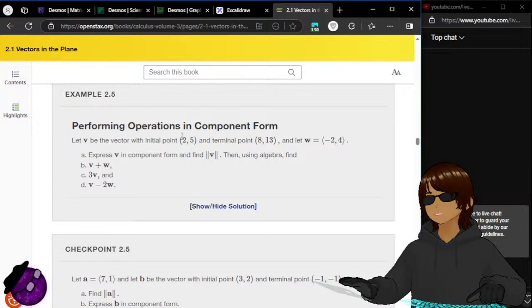Let v be a vector with initial point 2, 5 and terminal point 8, 13, and let w equal <-2, 4>. Express v in component form and find the magnitude of v. Then using algebra, find all this.